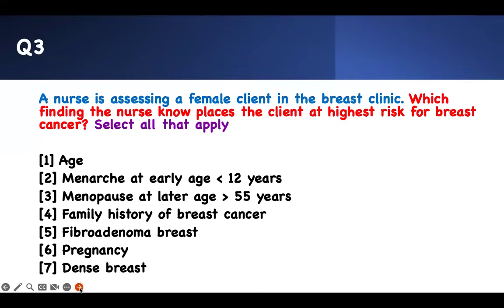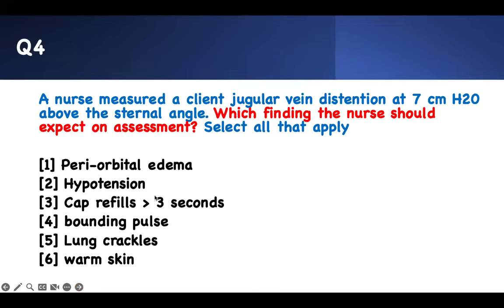Number 4: the nurse measures the client's jugular vein distension at 7 centimeters of water, meaning pressure above the sternal angle. Which finding on the next note should the nurse expect on assessment? What it means is you measure the patient's jugular vein and it's 7 centimeters of water. That means this is a pressure reading, okay?